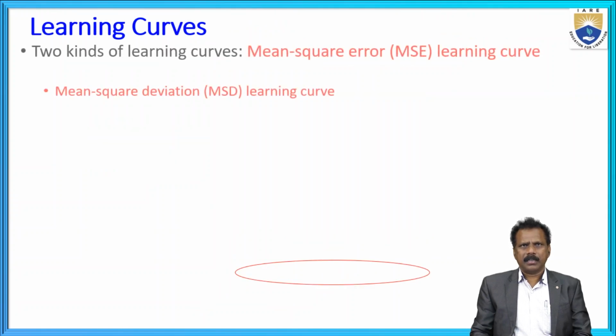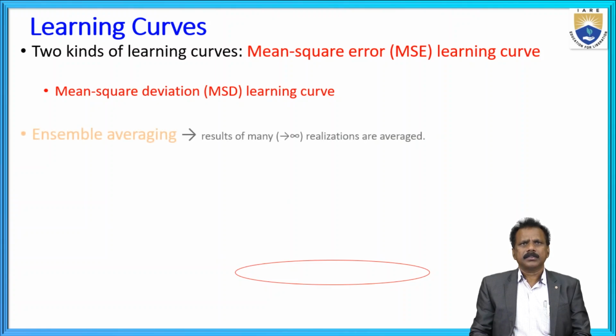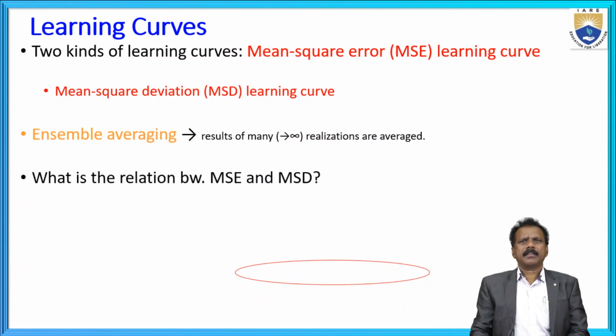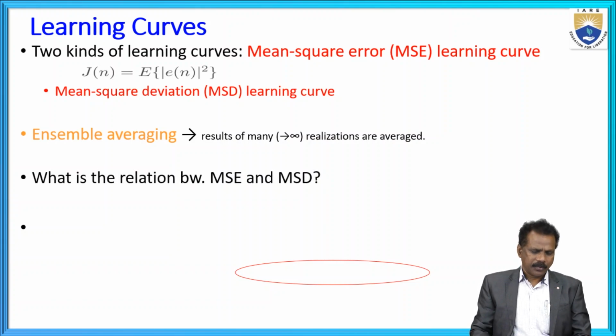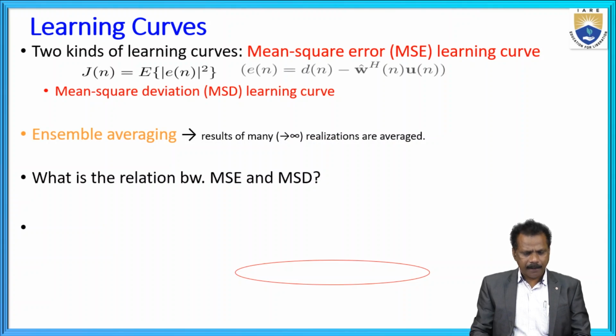So next, what are the learning curves? Two kinds of learning curves: the mean square error learning curve and the mean square deviation MSD learning curve. This is the ensemble average result of many realizations. What is the relation between MSE and MSD? Try to analyze.